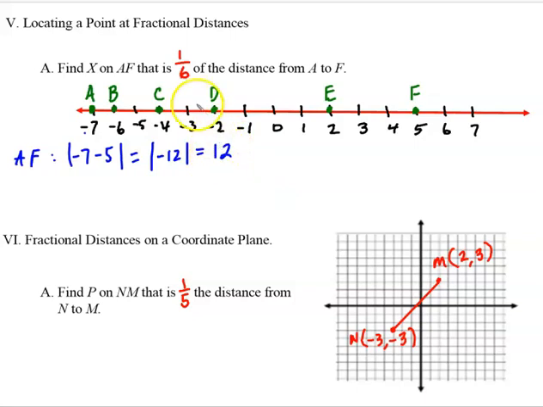And then, because we're told to find the point that is 1/6 of the distance, we just do that calculation. What is 12 times 1/6? Well, that's 2. So 2 is the number of spaces or units that I move from A toward F in order to land on the proper point, which will be my answer. So in other words, I'm going to start at A, I'm going to go 2 units, and after I do, I will be on what they're calling X.